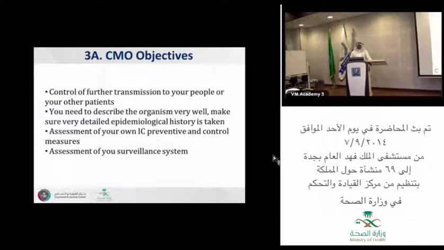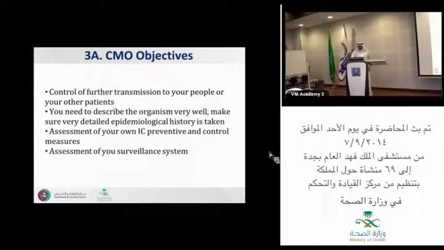Once the infection control says, yes, we have this material available, then the CMO should have objectives. The CMO or the hospital director should have 4 objectives to fulfill to make sure he can deliver the appropriate management without a chain of infection inside the hospital for healthcare workers or other patients. Number 1, control any further transmission to your people or your other patients. Your main thing is to protect your own staff before thinking of managing the existing patient. And inside that, protect the other patients who are coming for another service. You don't want them to end up having Ebola in the hospital. That is your first and very important tool before receiving the first patient.